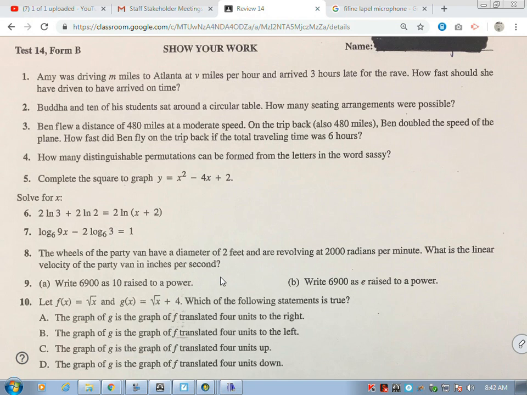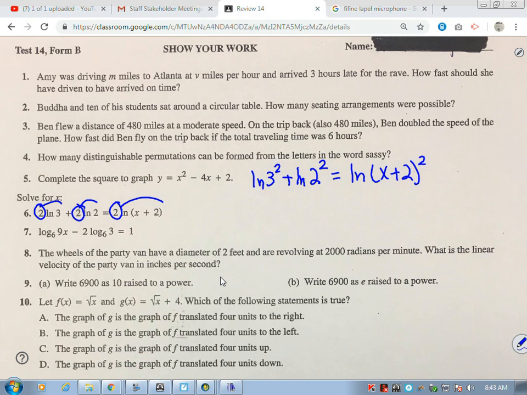So let's start off with what we should do first in all of this. What's your first step? Move the 2 to the exponent of every term, right? All right, so you've got ln 3 squared plus ln 2 squared equals ln of x plus 2 squared. Is that right? Correct? Yes? Okay.